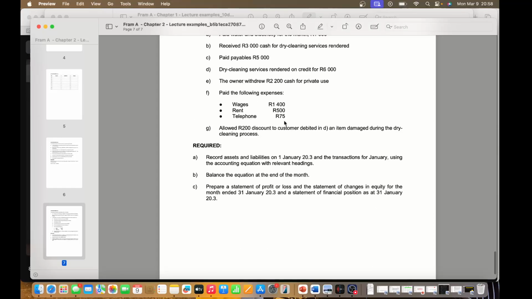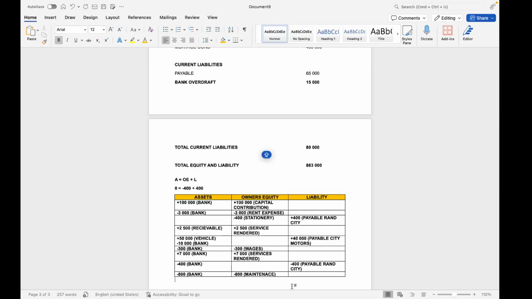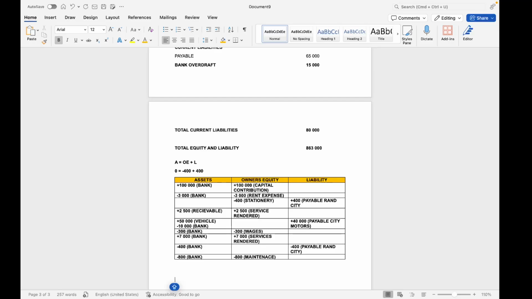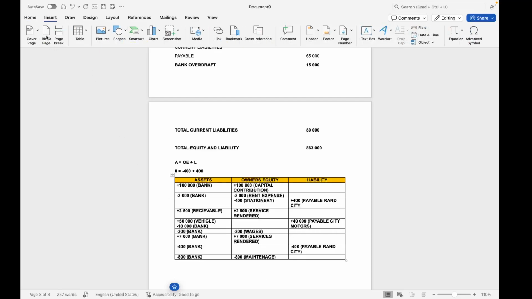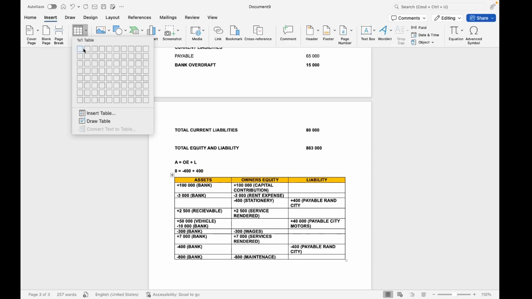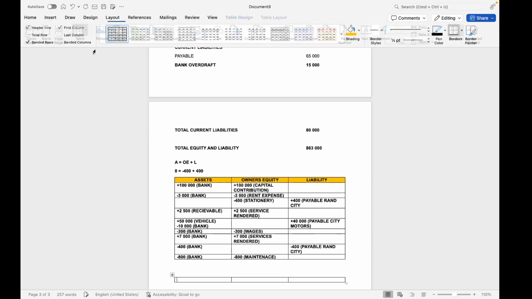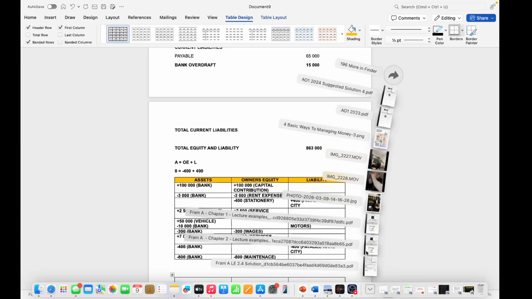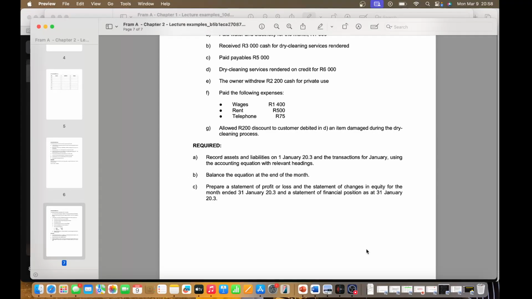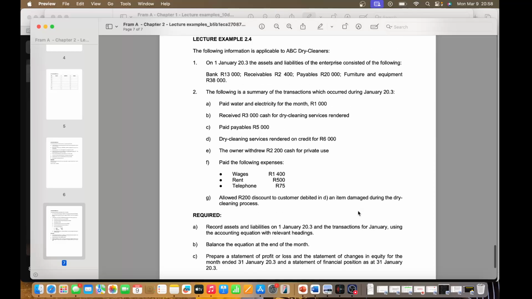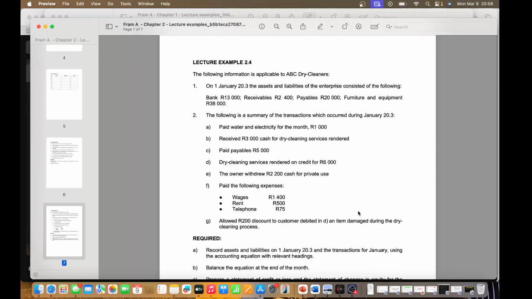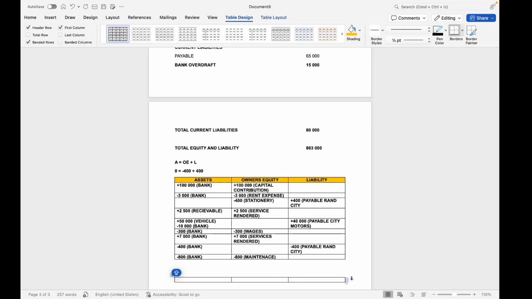Okay, so we can do something like this. It's going to be bank, receivable, furniture and equipment. But let's just do the normal accounting equation. The problem says balance the equation at the end of the month. Okay, do we have opening balances? We do. And they're not asking for T accounts. So I think the best way to go about this would be like this.